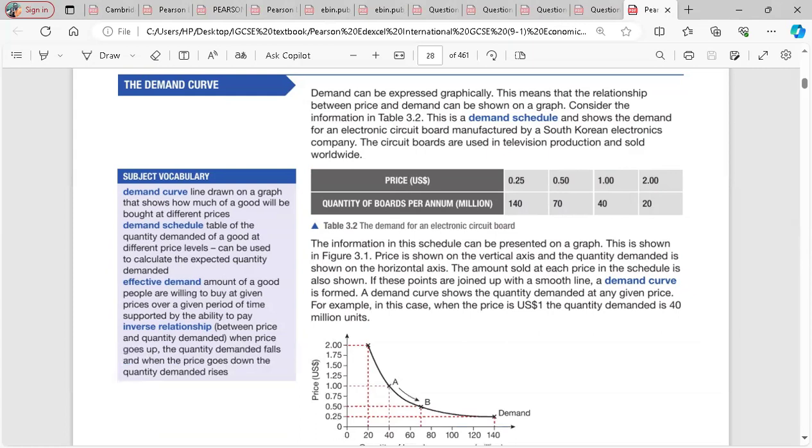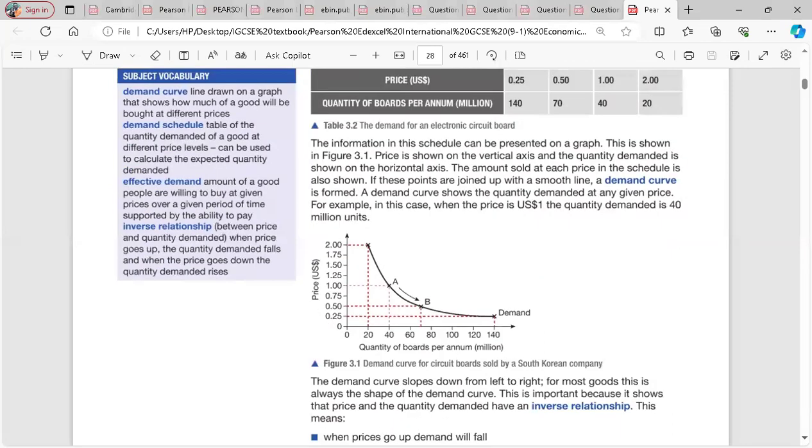The demand curve. For the demand curve, it's a graph. I'm giving you the meaning of the demand curve here. It's a graph that shows the inverse relationship between the quantity demanded of a product and the price of the product. Clear? We have the demand schedule. Demand schedule is a table that shows the relationship between the quantity demanded and the price of a product. Clear? We move on.